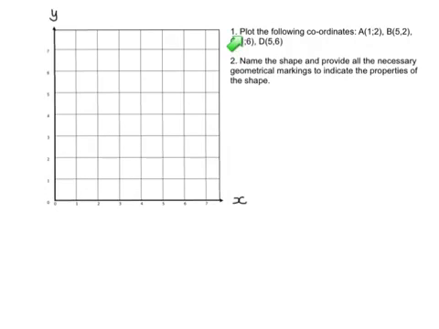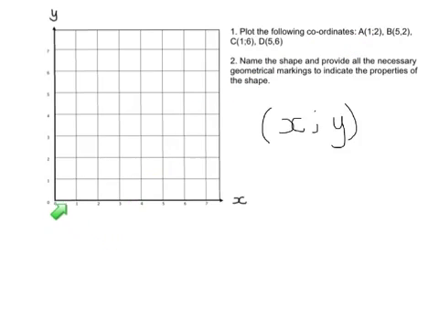Okay, the first question is asking us to plot the following coordinates, and then it gives us 4 different coordinates, A, B, C, D. Now the most important thing to realize with coordinates is, I'm just going to write this down, that the first value is always the X and the second one is the Y. So we'll start with A, which is 1, 2.